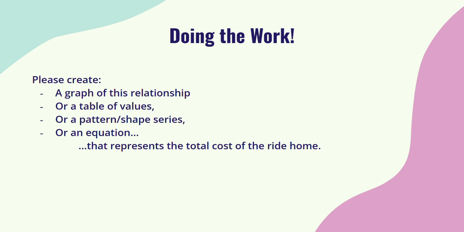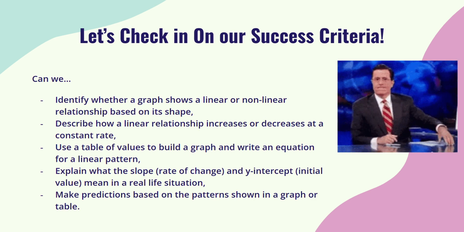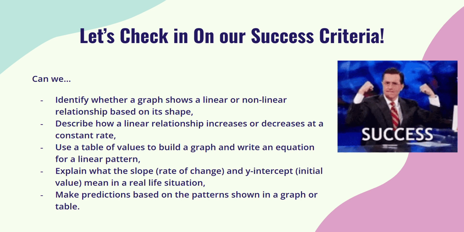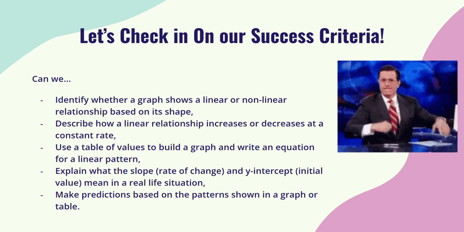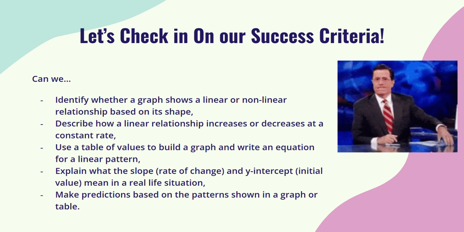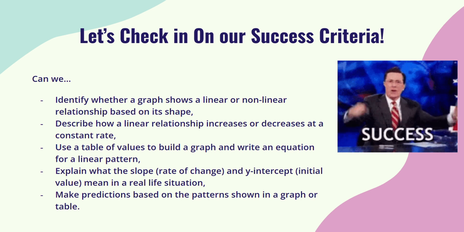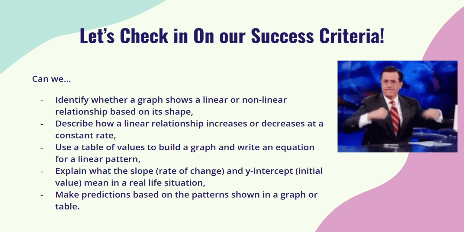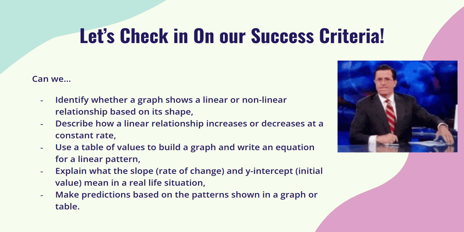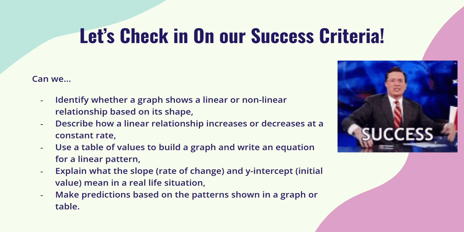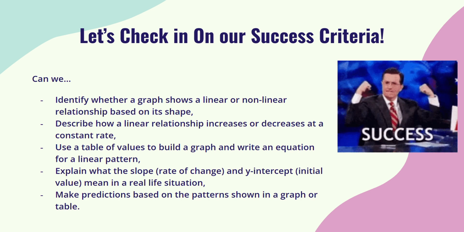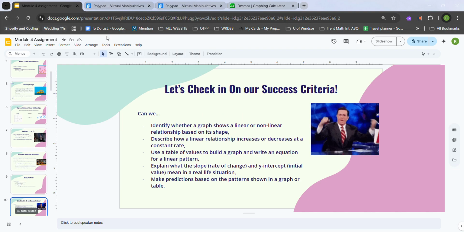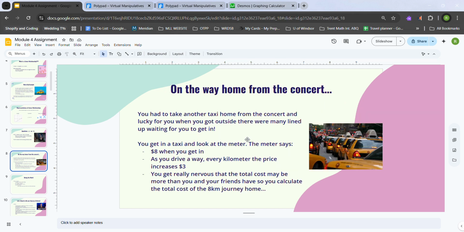Now, finally, in that last example, let's check if we were successful. Were we able to identify whether a graph shows a linear or nonlinear relationship? Well, yes, we were able to identify that it was linear because it was a straight line, right? Were we able to describe how a linear relationship increases or decreases at a constant rate? Yes, we were, because we saw that it increased, I would have to go back to the example. Hold on one sec. If we go back here, it increased by $3 every kilometer that you drove.